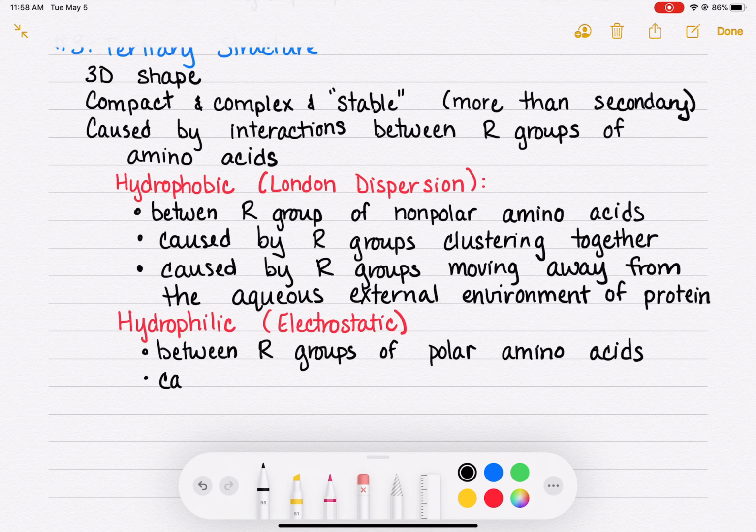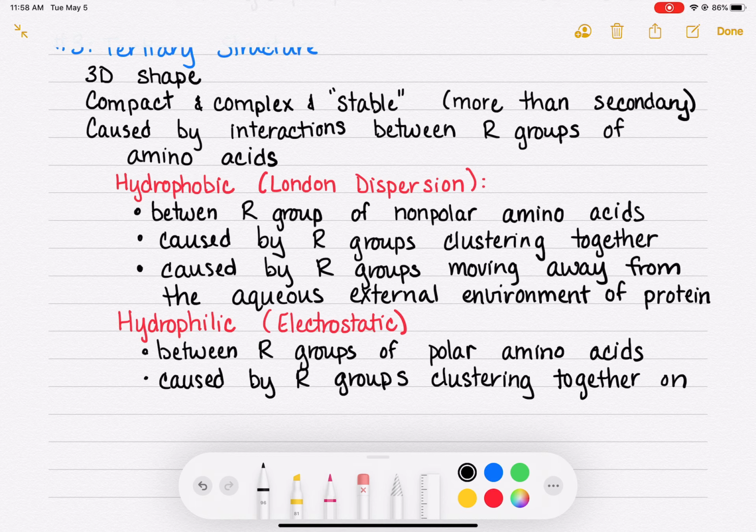So it is caused by these polar R groups clustering together, and they're going to cluster together on the surface. They're going to create the surface, the exterior of the protein, in contact with the aqueous external environment.